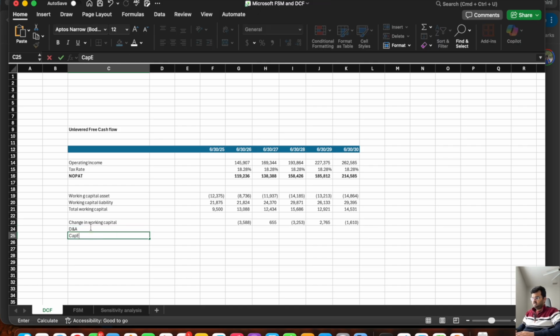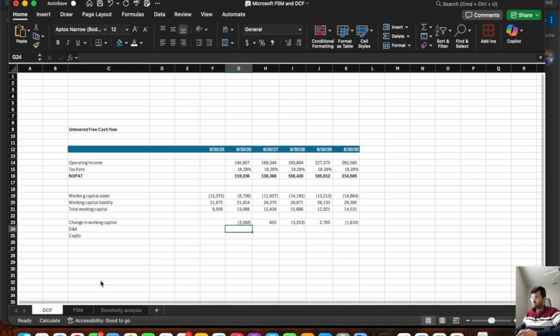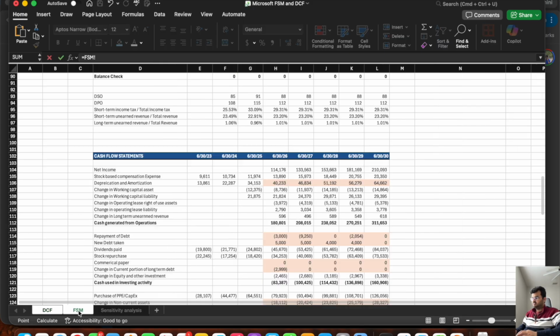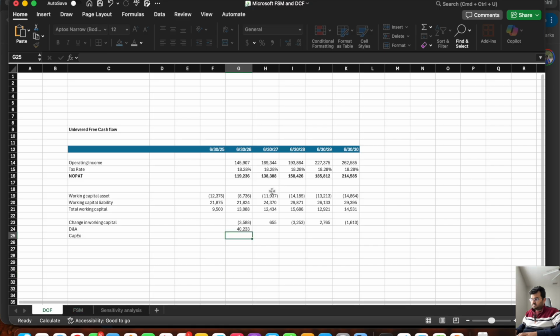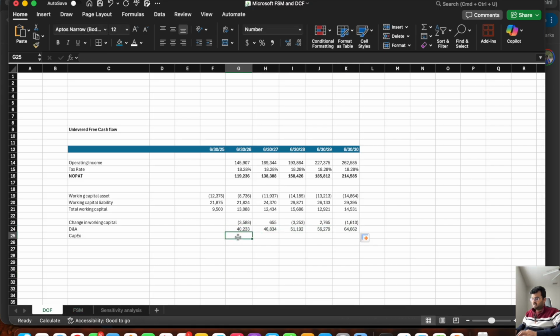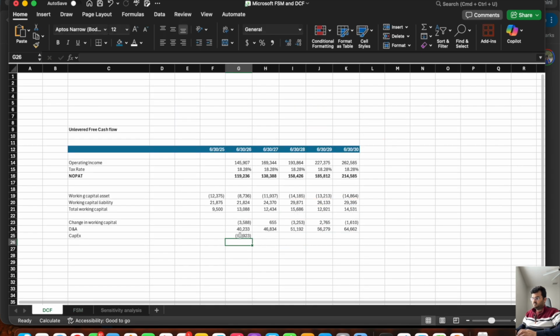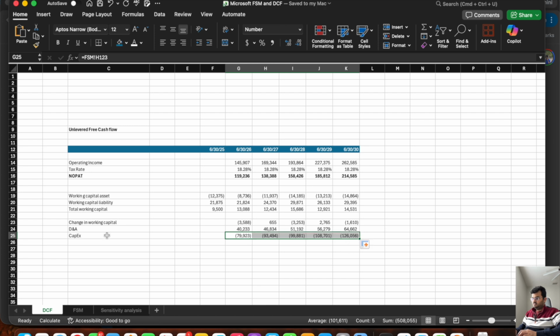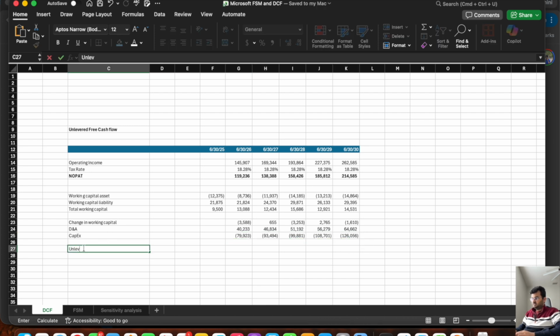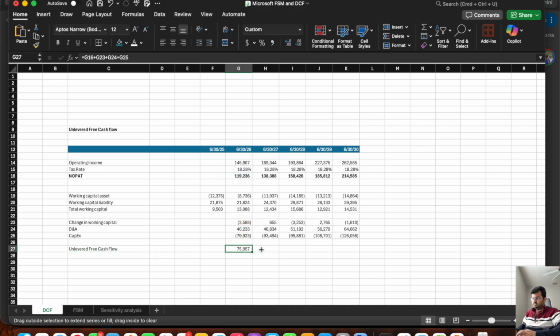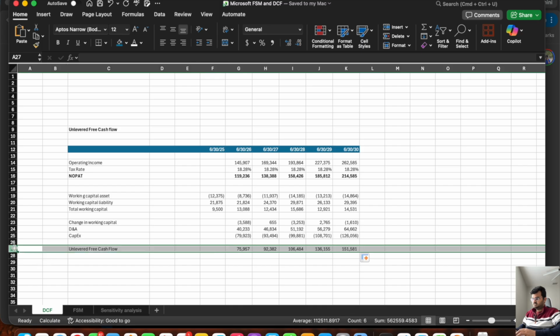Now the next two items we need are D&A and capital expenditure, which is very straightforward. We don't need to do anything, just link it from our cash flow statements here. So depreciation and amortization is this number, then capital expenditure is this number. By doing a summation of this, we will get unlevered free cash flow, which is nothing but the summation of this NOPAT plus this number plus this number plus this number. So we will get the total unlevered free cash flow which we are forecasting for the next 5 years.